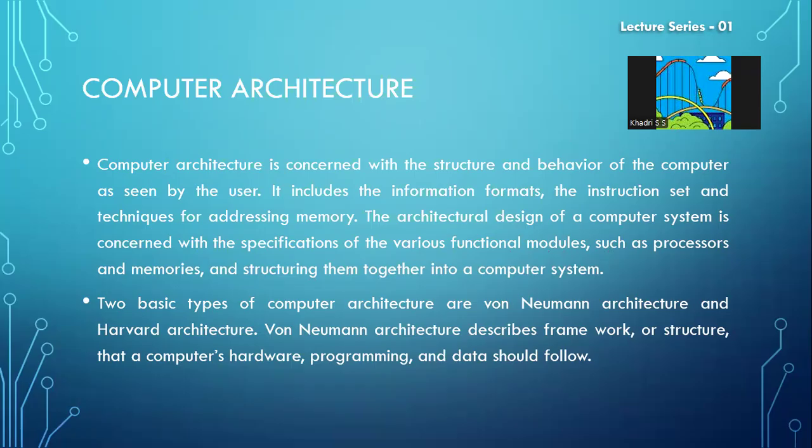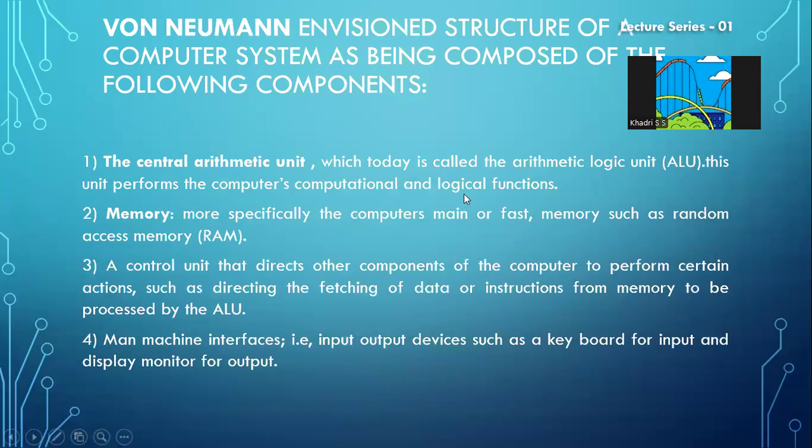In computer architecture, we can discuss two types: one is the Von Neumann architecture and the other is the Harvard architecture. Von Neumann architecture describes the framework and structure of how a computer's hardware, programming, and data should flow. That is what exactly the Von Neumann architecture describes. So what exactly does it include?